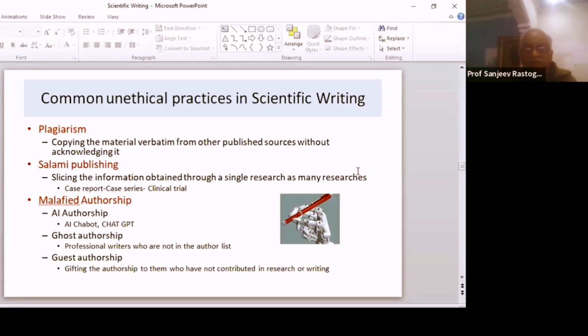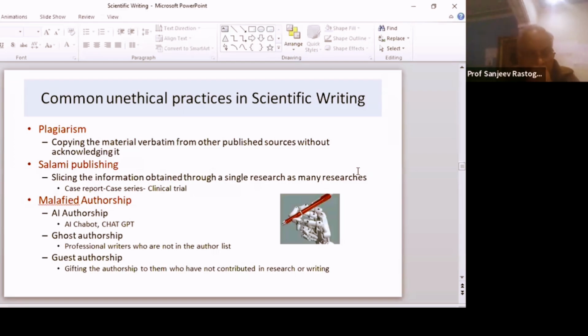Malified authorship is also a very important unethical practice these days. I mean, AI authorship is also a debated thing, whether AI should be given authorship or not, because many people take the help of AI chatbots or ChatGPT. Second thing is ghost authorship. Ghost authorship belongs to the professional writers who are not in the author list, but they are hired people who write on your behalf and you get it published. So these are the ghost authors.